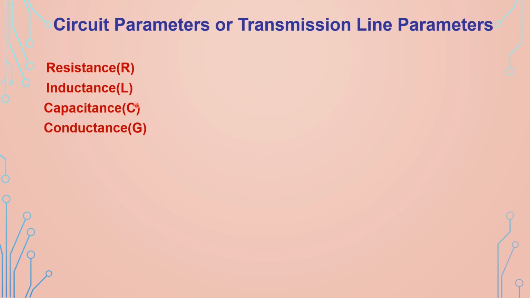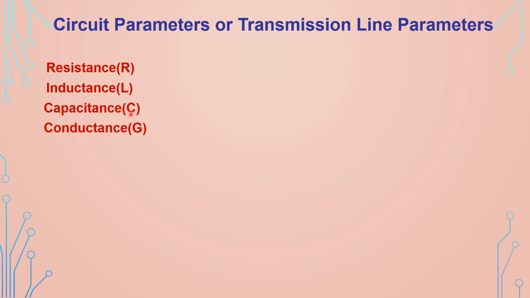Next one is inductance. What is the part of inductance in the transmission line? When the conductors carry current, what will happen? The conductor will be surrounded and linked by magnetic flux. This flux linkage per ampere of current gives rise to inductance. That is the effect of inductance in transmission lines, which is denoted by L and the unit is Henry.